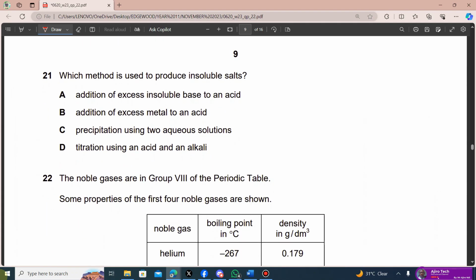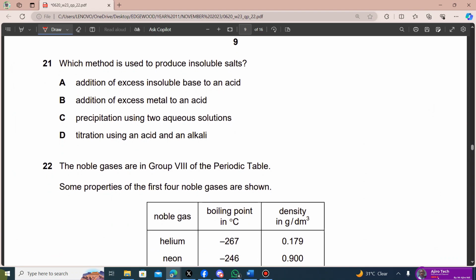Now go to question 21. Which method is used to produce an insoluble salt? Now we all know that the only method used to produce an insoluble salt is precipitation. The other methods are for soluble salts.